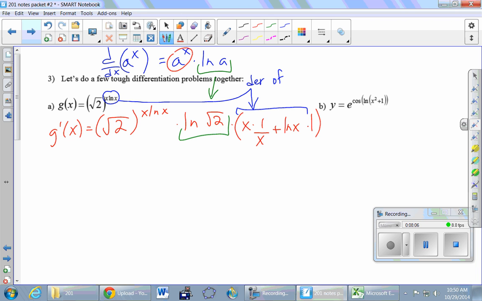So that's it. If you felt like simplifying because you wanted to check an answer against an answer key, the only thing that I see is this x times 1 over x becomes 1. That's just about all we can do.